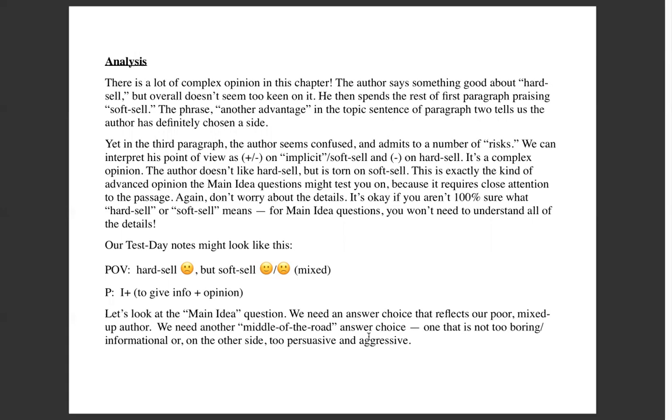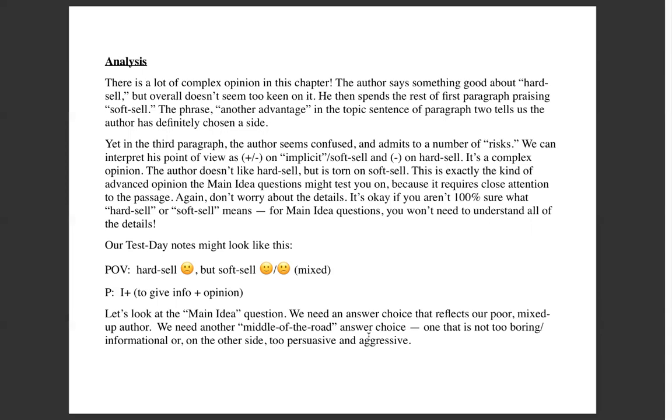And our overall purpose here is I plus, right? To give information plus a little tiny bit of opinion. So for the main idea, correct answer, we need something that is I plus. It can't be purely informational, like to describe soft sell and hard sell. No, that's too informational. But on the other side, it can't be too persuasive either. It can't say, to pick hard sell over soft sell. No, that doesn't work either.